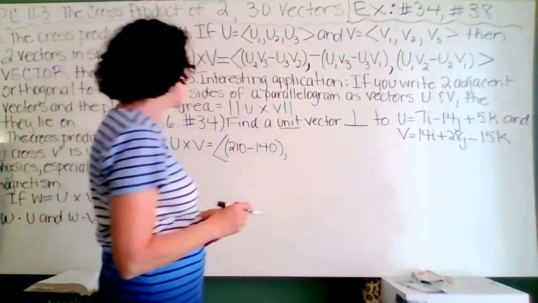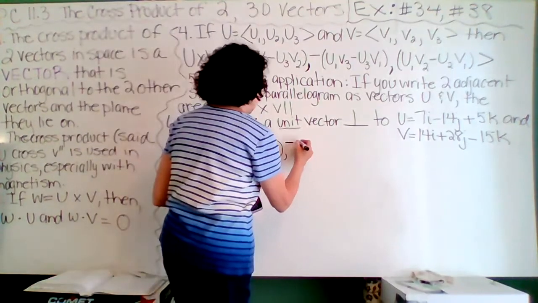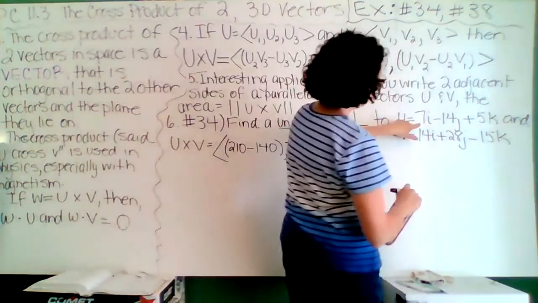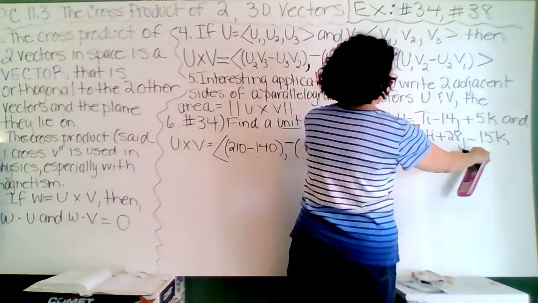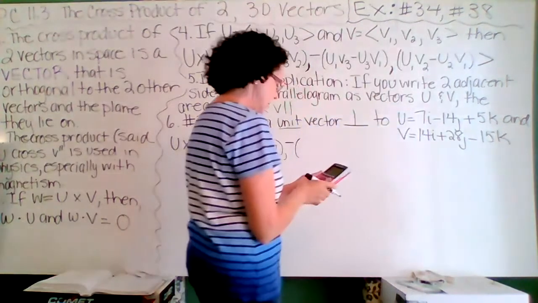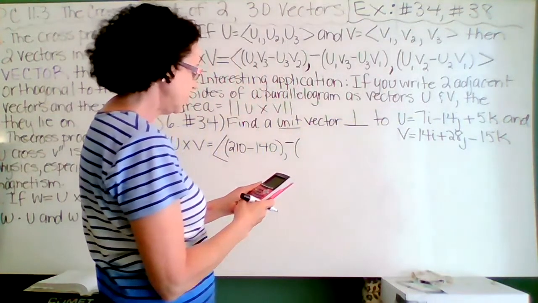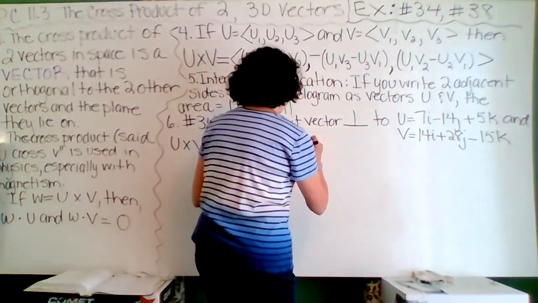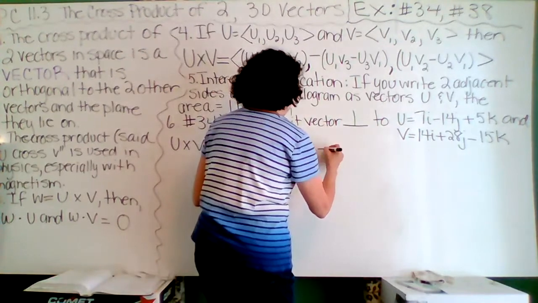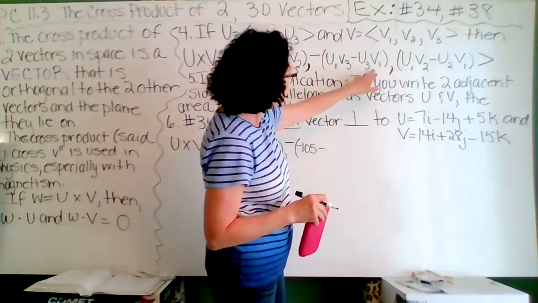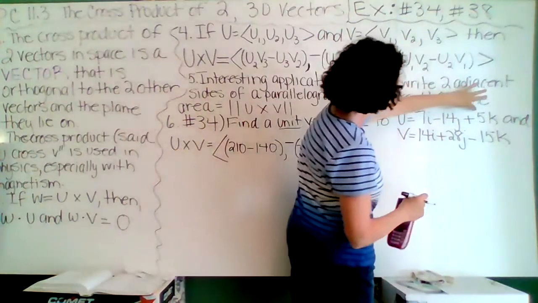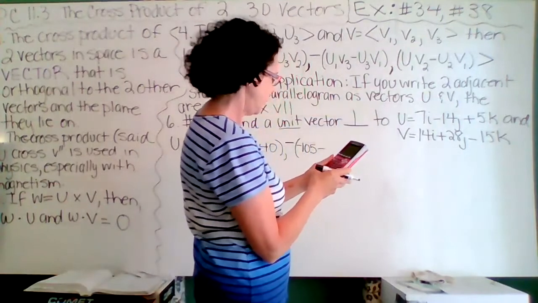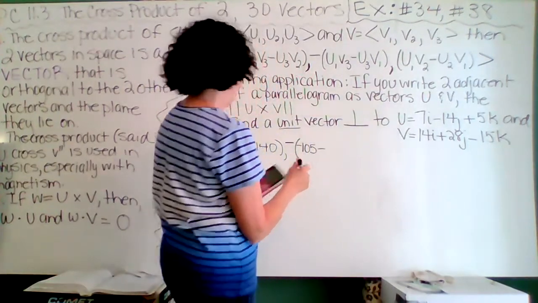Go. The second component will be the negative. Do not lose that negative. And it will be U1 times V3, 7 times the negative 15, which I should be able to do, but I'm just trying to be consistent. A negative 105 minus, now I am at U3 times V1, 5 times 14, 70.